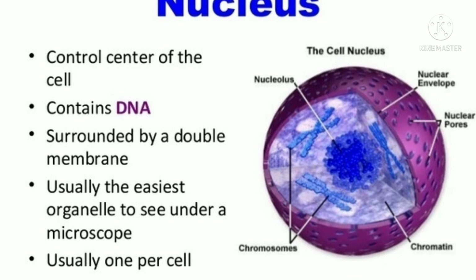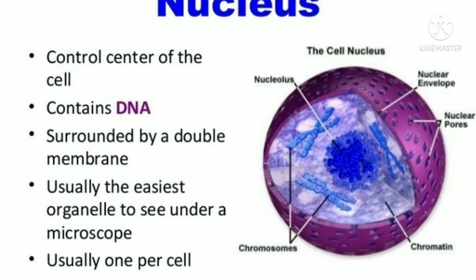Now we'll come to the nucleus. The nucleus is a spherical body. Spherical means it is usually round or oval in shape, present at the center of the cytoplasm. The cytoplasm is present inside the cell. So the nucleus is present in the cytoplasm, and it is surrounded by a double nuclear membrane with nuclear pores.